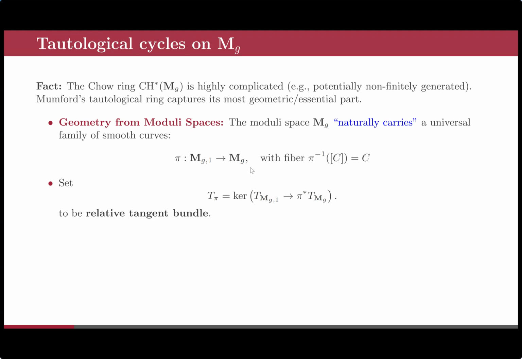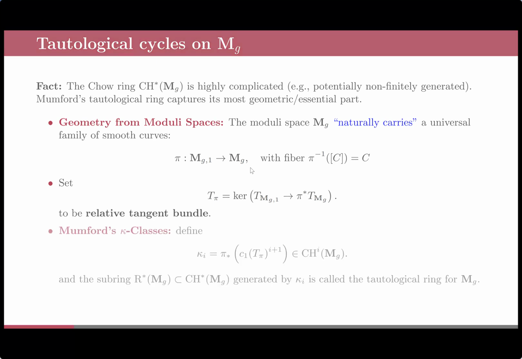Okay. And suppose we have such a universal family, then we have this relative tangent bundle. And here is Mumford's kappa class. Given an integer i, we can consider the first Chern class of this relative tangent bundle and take the self-intersection i plus 1 times. Once you do the self-intersection, you get an element of the Chow group of the universal family, and then you push forward to the base. You use the pushforward pi to map the self-intersection to M_g, and then you get a cycle of codimension i, because the map is a flat family of curves, so the fiber has dimension 1.